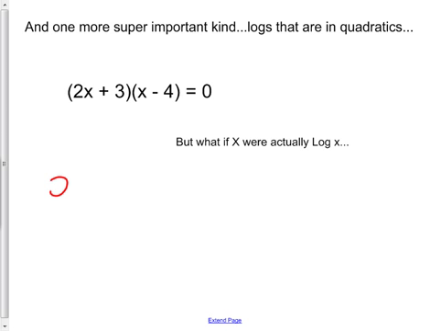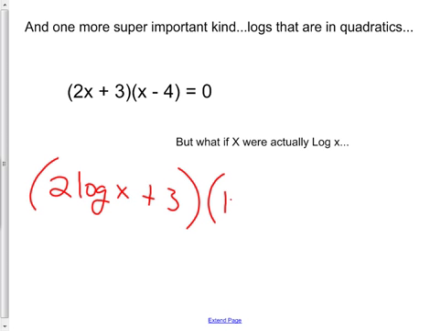So for example, here is the problem. Write this down. 2 log x plus 3 parentheses, log x minus 4 parentheses equals 0. Write this in your notes. You need one good example under your belt of solving a quadratic that's got logs in it.